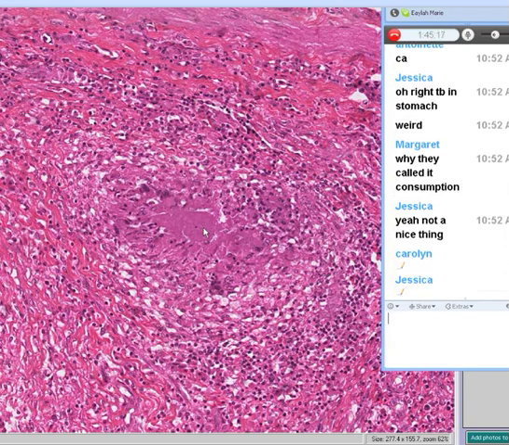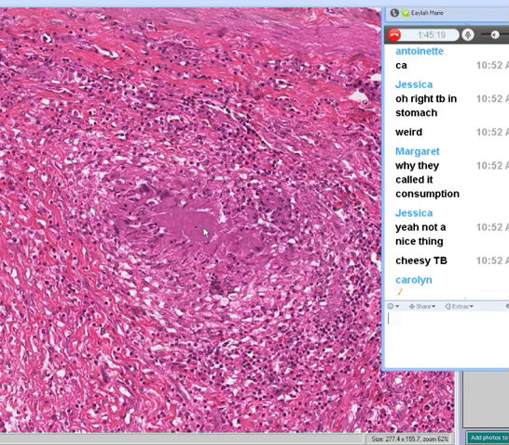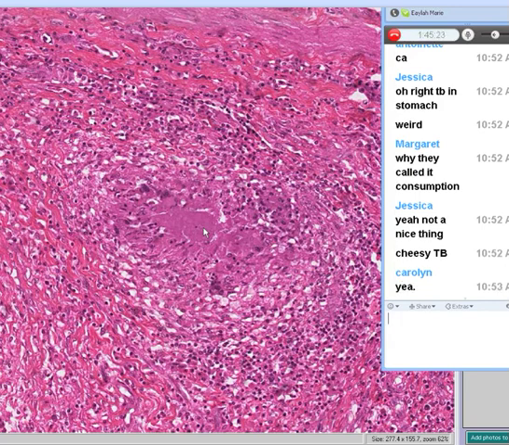Yeah, and that's why they call it consumption. It destroys everything. So what do you take home from this slide? What you take home from this slide is caseating granulomas are tuberculosis until proven otherwise.